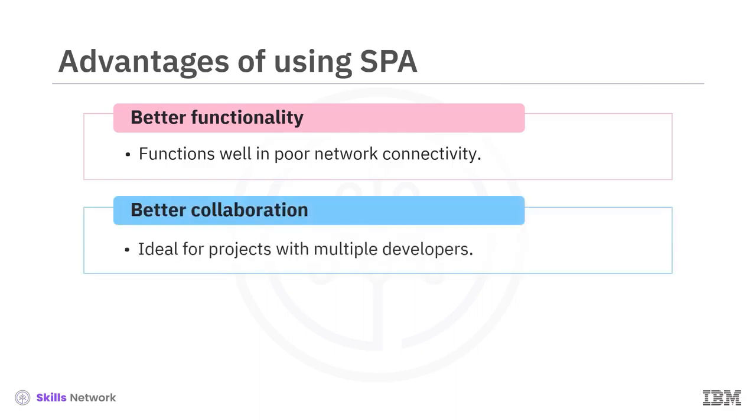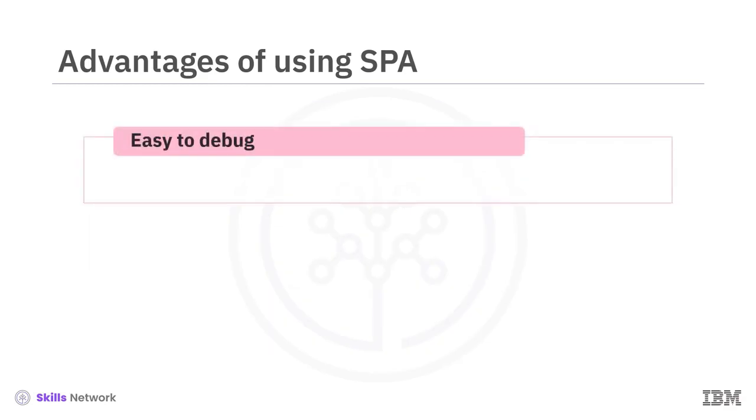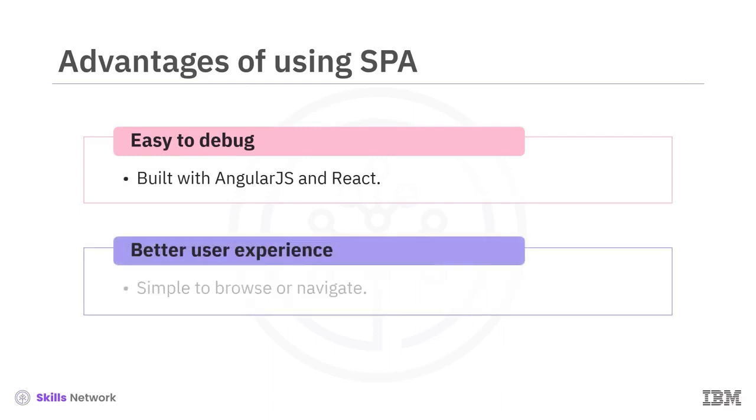SPAs are ideal for projects that require multiple developers. It allows greater team collaboration by enabling back-end developers to focus on the API and front-end developers to focus on developing the user interface. The website speed is faster as SPAs dynamically load only parts of the page. Single-page applications are easy to debug with Chrome because they are built with AngularJS and React developer tools. It is simple to browse or navigate the website.